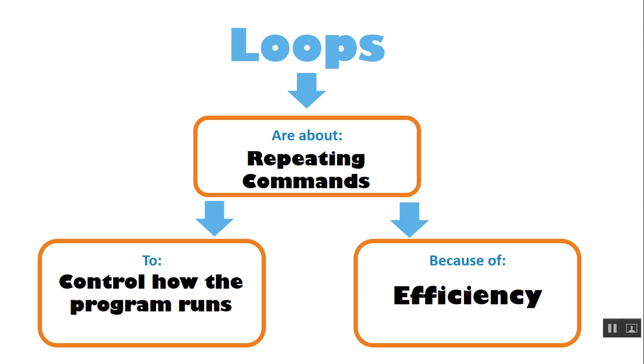So when we think about why we use loops in our programs, again, we're repeating commands in order to control how the program runs, and we're doing this because of efficiency. This is one of the ways that we get computers to automate certain tasks that humans really aren't very strong at doing. Let's take a look at what this looks like in our code.